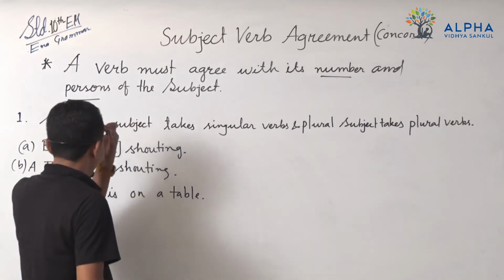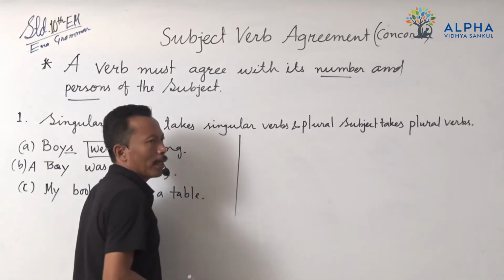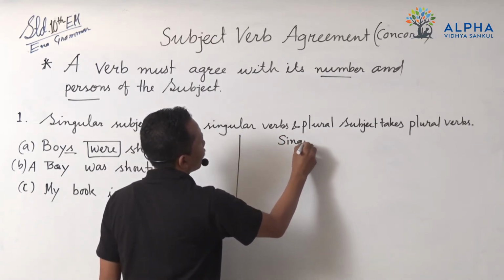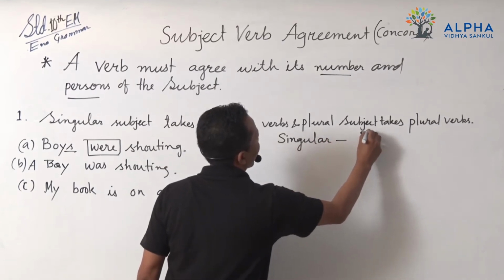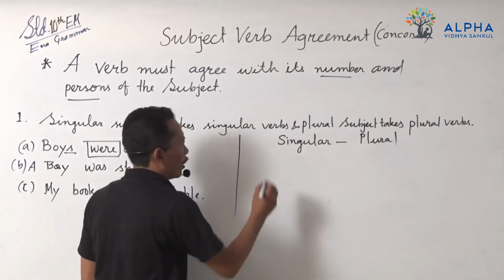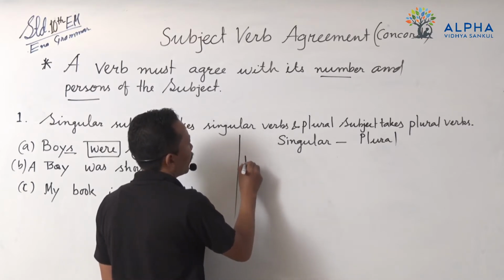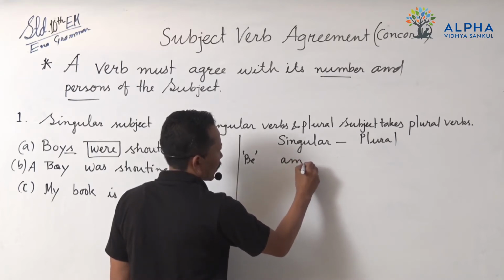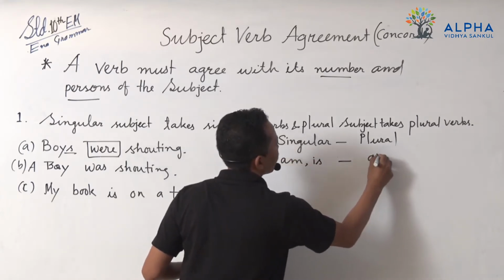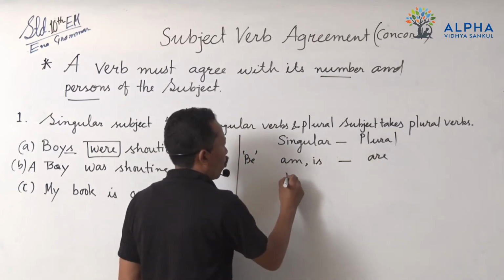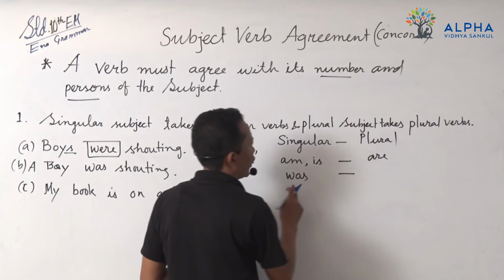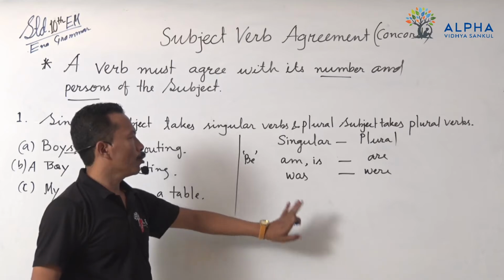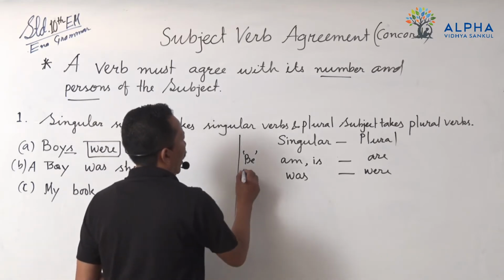Okay, here let me revise some of the rules of this for you. Students, you know here singular and this is plural. Now for the be verb: am and is are singular, and are is plural. Was is for the past, and for the plural we say were. See, am, is, are. You have to understand this, and this is very important.